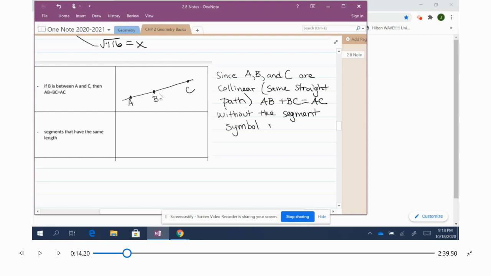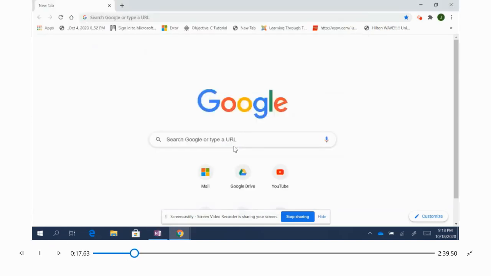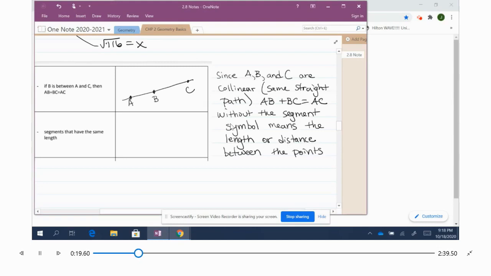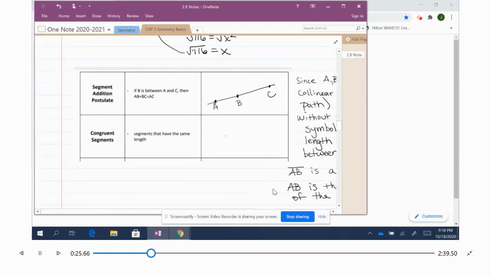The one thing we're noting right now is when I write AB, there's usually a segment symbol above it. This time there's no segment symbol. That's because it means it's the length or the distance between the points A and B. Okay, AB with the bar is a segment. AB without it is the length of that segment.